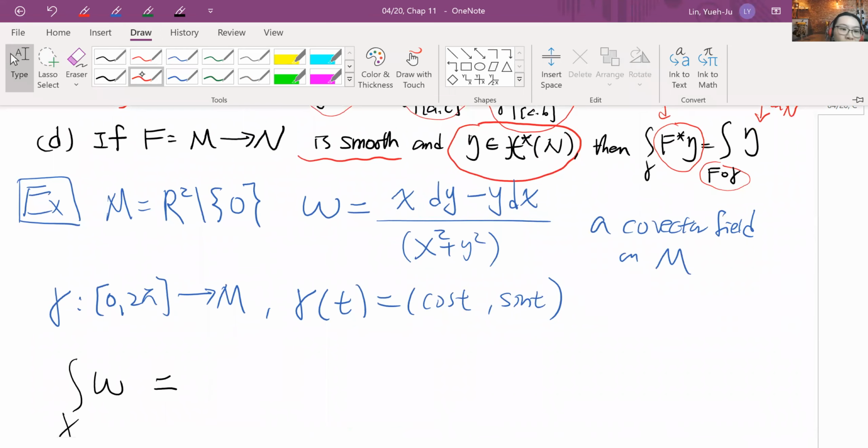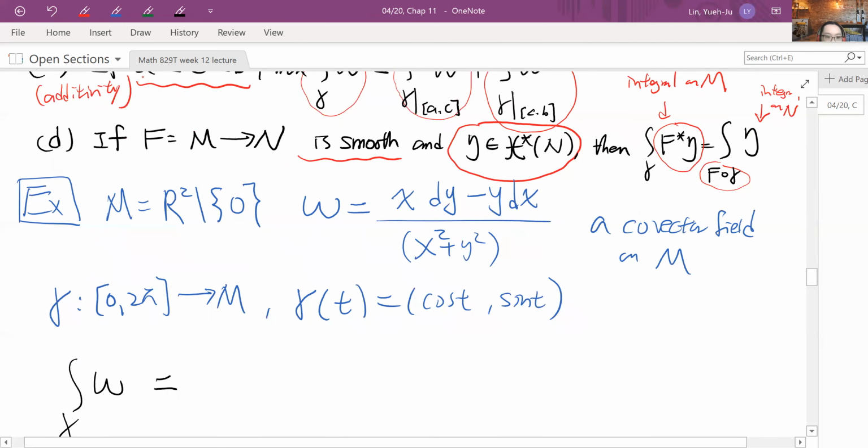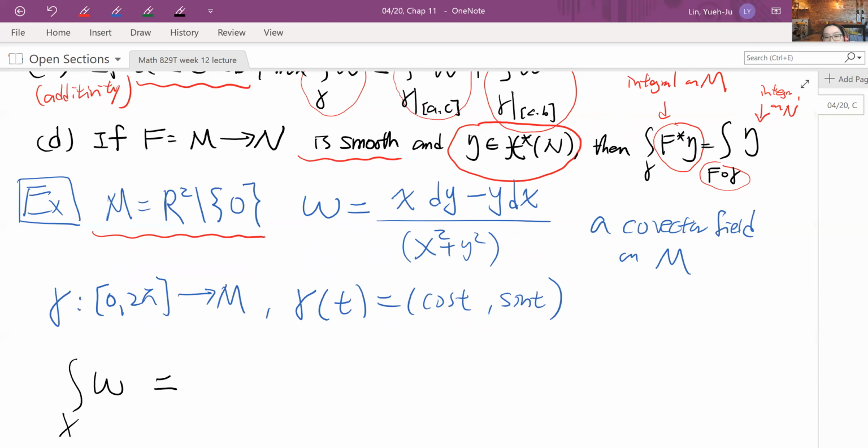Again, the computation is quite intuitive. You have this manifold, if you want to call it a manifold, it's really just R2 without the origin. First we can take a look at the covector field on R2. So you have this W, a covector field on R2 without the origin. The definition is x over x squared plus y squared dy, minus y over x squared plus y squared dx.